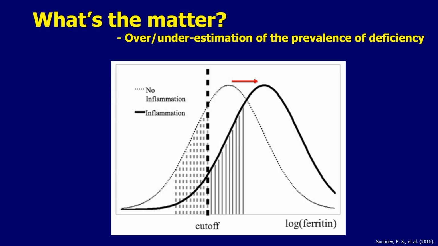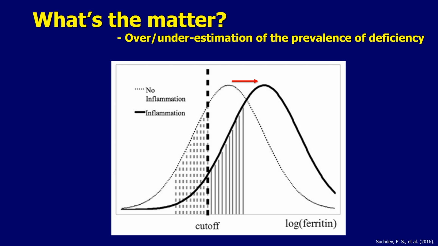The second problem of ignoring inflammation is over or underestimation of the prevalence of deficiency in populations. Let's see a hypothetical example of ferritin concentrations in populations with or without inflammation. A population experiencing inflammation will exhibit increased ferritin concentrations, shown by the rightward shift of the distribution of log ferritin.